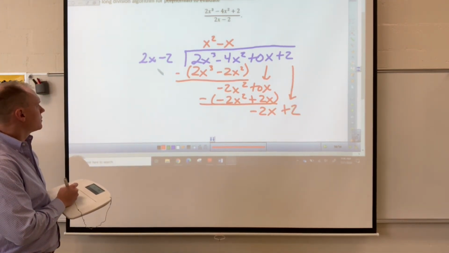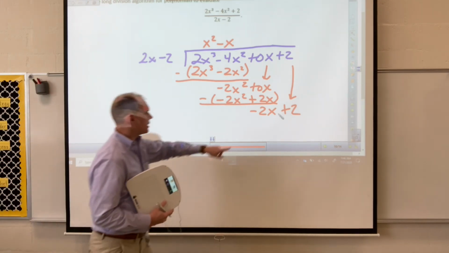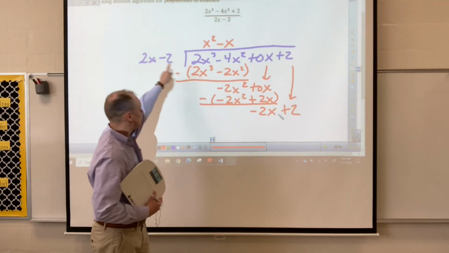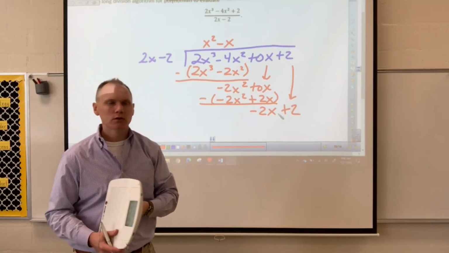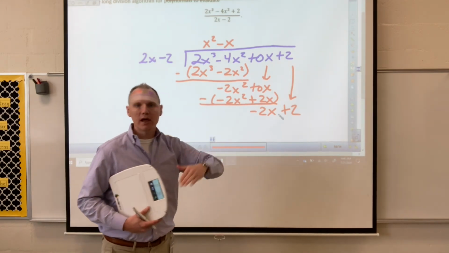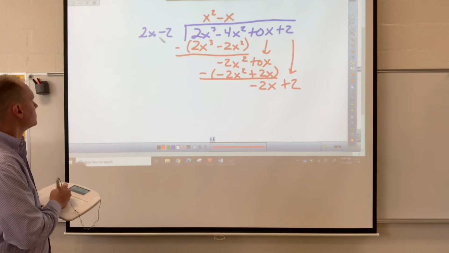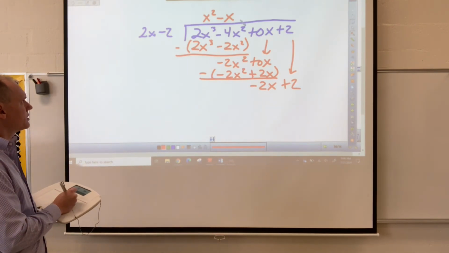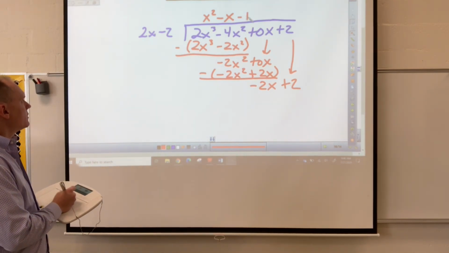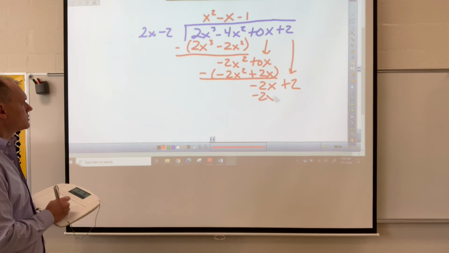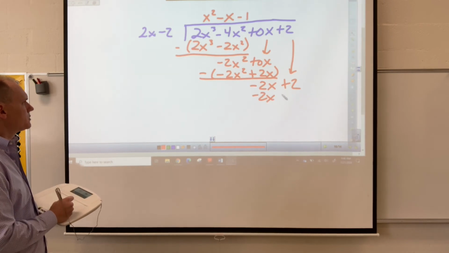And we gotta go one more time, right? Because right here, the degrees are equal. So we have to go one more time. So the degree down here is less than that of the divisor. Okay, so 2x times what is negative 2x? That's going to be a negative 1. Negative 1 times 2x is negative 2x. Negative 1 times negative 2 is positive 2.